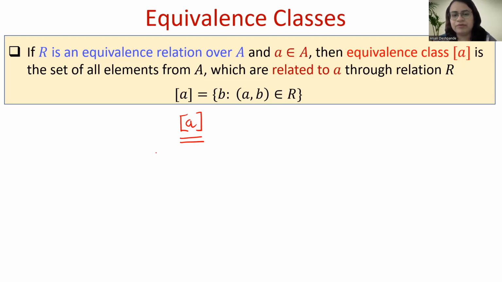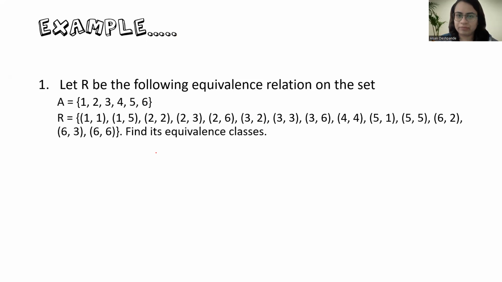Now we are going to see the same with the help of an example. Let R be the following equivalence relation on the set A. The very important thing is that in order to find equivalence classes, the relation needs to be an equivalence relation. Here we have already been given that the relation R is an equivalence relation. Firstly, I will write down all the elements of the set A and try to find their equivalence classes. I can find the equivalence class for all elements of the set A.